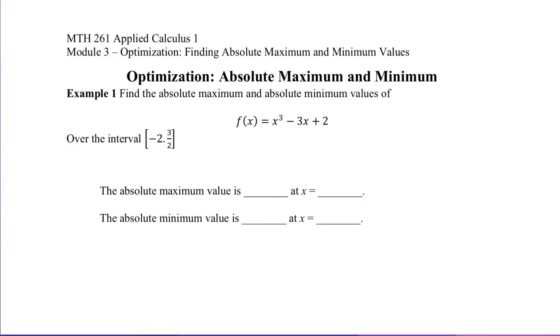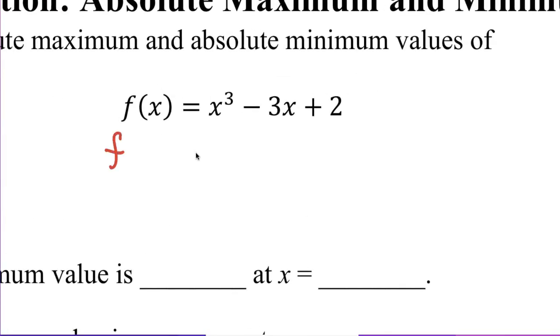We're finding the absolute maximum and absolute minimum value of this function f of x equals x to the third power minus 3x plus 2 over the interval from -2 to 3 over 2. So to find the absolute max and absolute min in a closed interval, we're going to start by finding the derivative. So take our f, find f prime of x. And this one, we just can use the power rule, right? So the first term gives us 3x squared and minus 3.